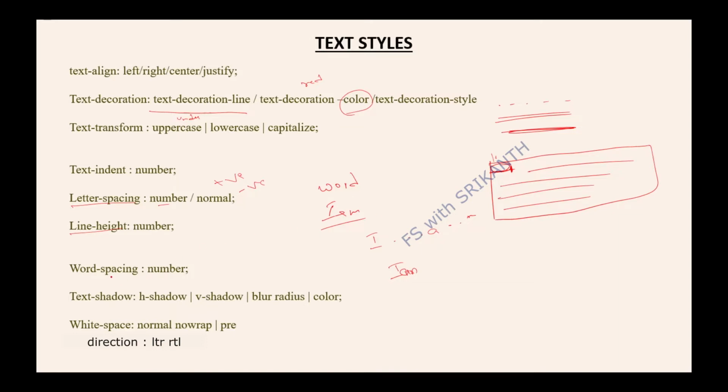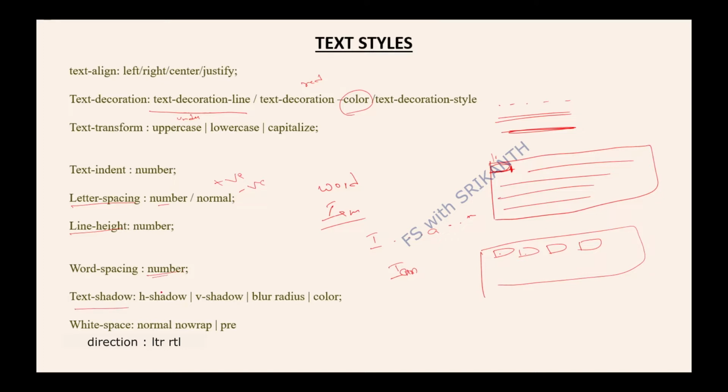And what is meant by word spacing? Word spacing is used to specify the space between the words in the paragraph. Suppose this is an element, and there are a number of words. How much space do you want to give from one word to another word? With the help of word spacing we are giving spaces, that is word spacing.